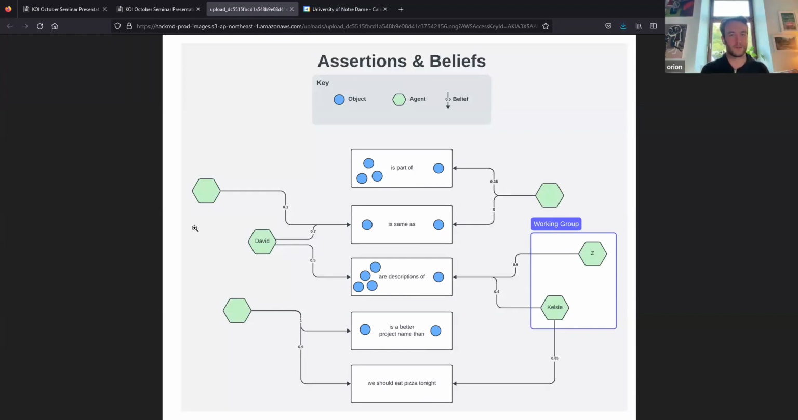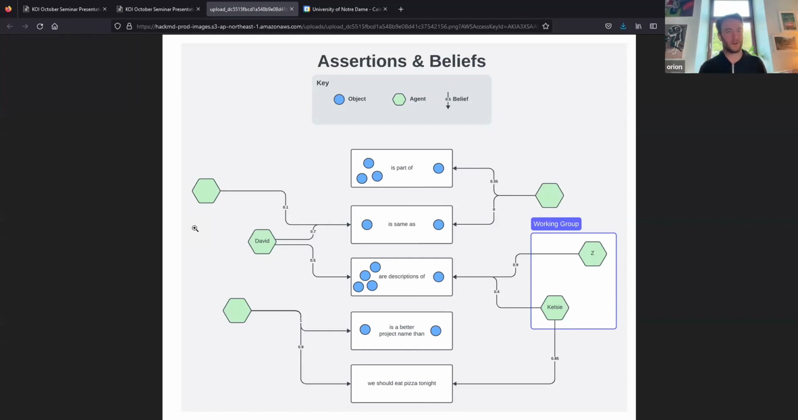But you can, for example, express that this group of things is part of this thing, or that this thing and that thing are the same, or that these are descriptions of that, or that this is a better project name than that. But you can also do this without any objects in the relation. You could think of it as a unary, or there are different ways to say it, but something like, we should eat pizza tonight. No objects outside of the assertion were required there.